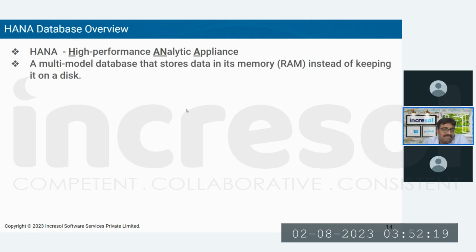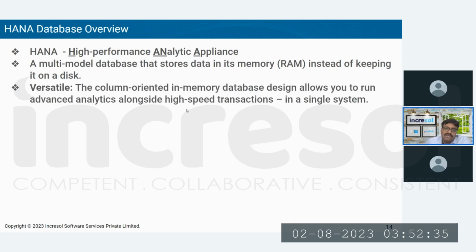And HANA is an in-memory database. That means it loads the whole table data into the memory and processes from the memory, not from the disk. Even though the persistence layer exists, all the compute or processing happens from your memory or RAM. That's why HANA is a super fast database. And as I said, it's a combination of analytical as well as transactional database together.